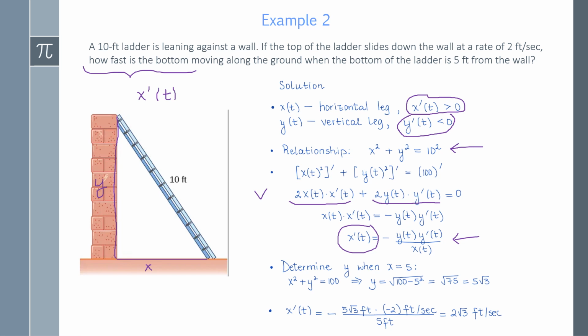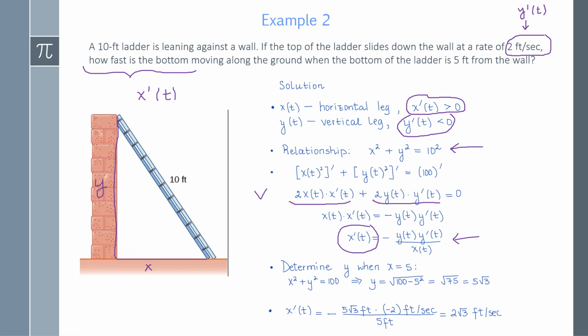Now we need to figure out what we have. Okay, so let's take a look at the actual statement. What is 2 feet per second? This number right here corresponds to y'(t), right? So that is the rate of change of the vertical leg.